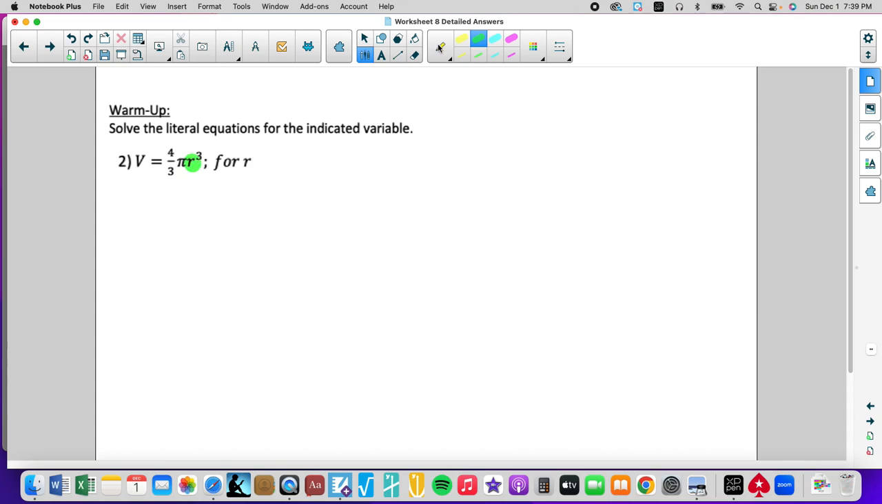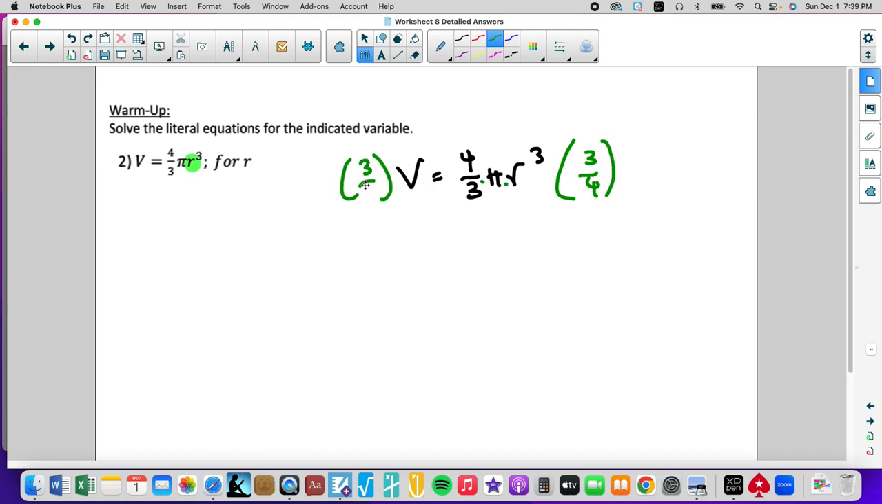We're going to isolate R. We have to notice that R is being cubed, so that's kind of a little hard and crazy. That's a little bit different. 4/3 pi R cubed. So we can do it in two ways. We can get rid of the 4/3 first by multiplying by the reciprocal, because everything is being multiplied. So the reciprocal of 4/3 is 3/4, and we get 3V over 4 equals pi R cubed.